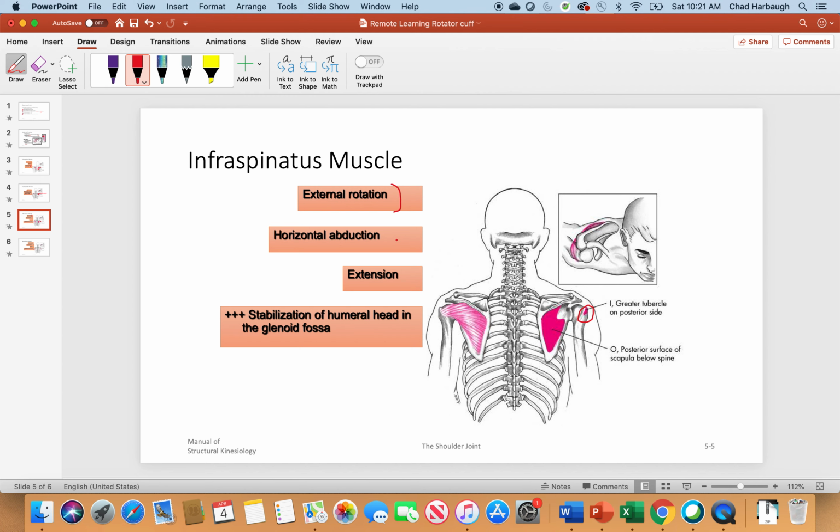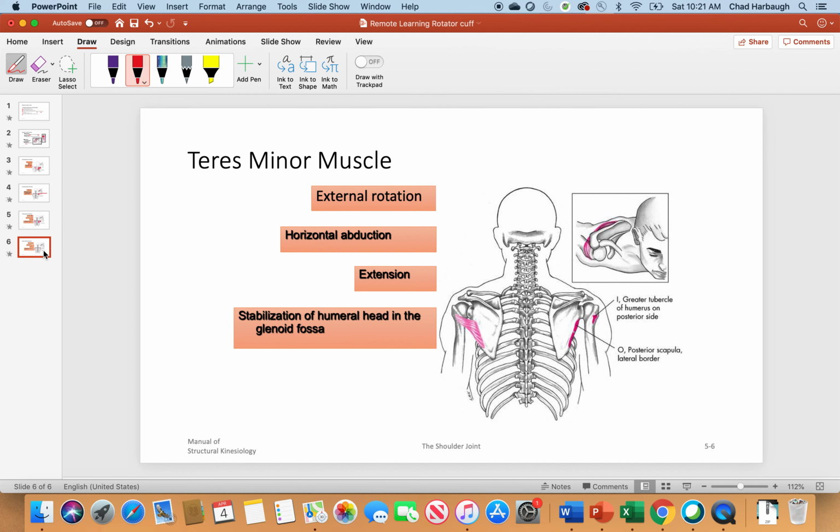It also aids in horizontal abduction and extension, but again, just keep stressing it: stabilization of the humeral head and the glenoid fossa. And finally, we have the teres minor. It does external rotation. It's located on the posterior surface of the greater tubercle. It does extension, and again, its main job is to stabilize the humeral head.